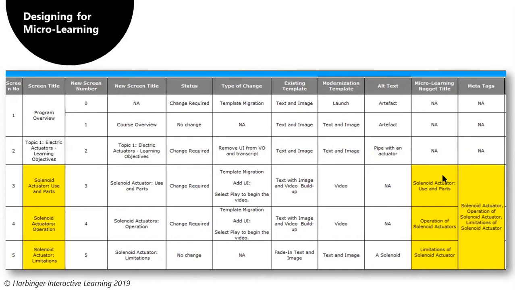The sections where we have given the microlearning nugget title can be made available as standalone microlearning packages. The metadata tagging will make them searchable. So if someone types solenoid actuator, these 3 learning nuggets would be made available on their search. So it's not just micro, but making it searchable as well.